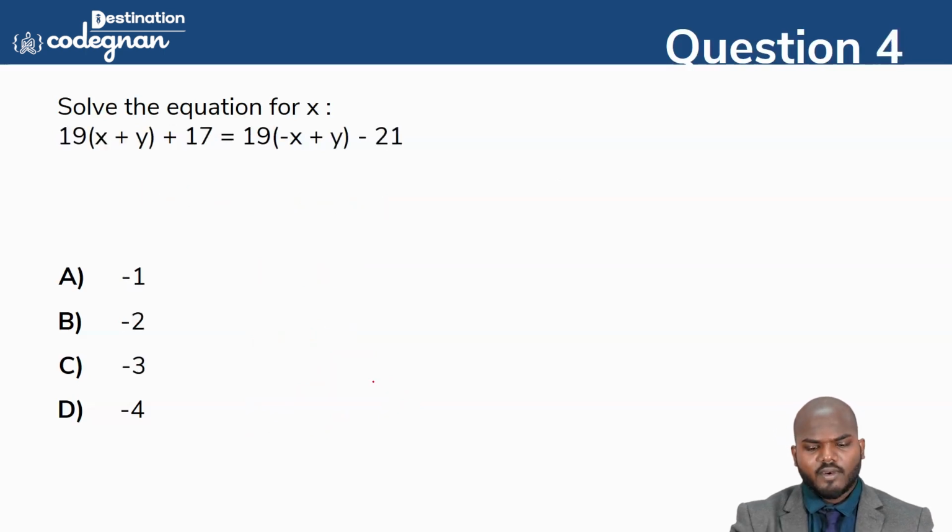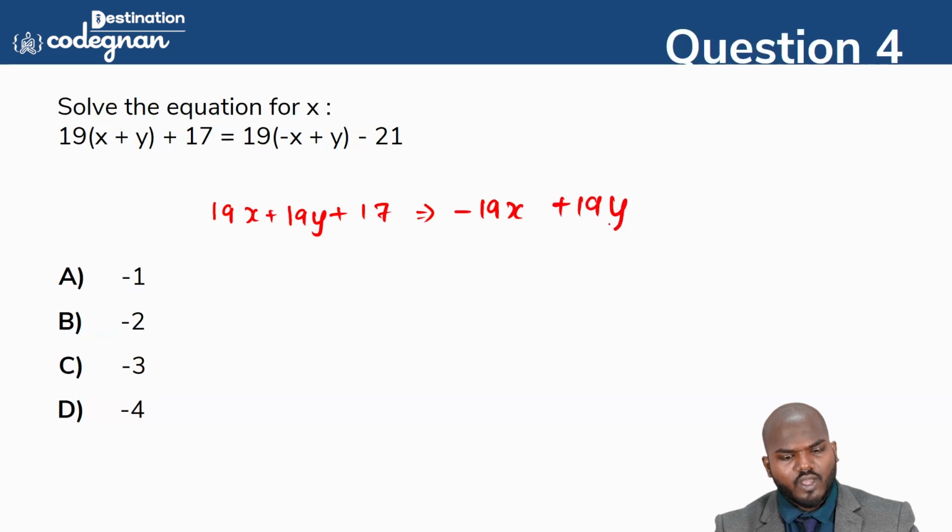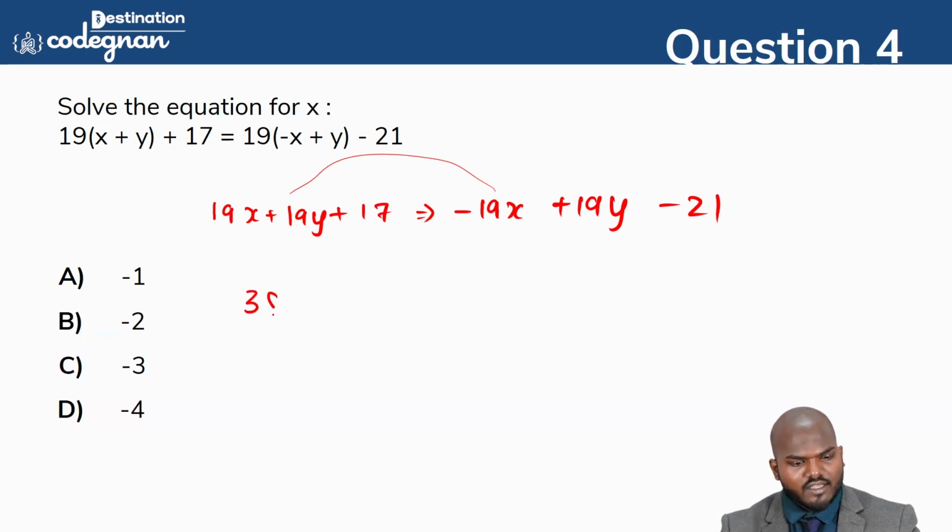Okay, now it's a little bit different. You see this one, there is solving the equation for x. When it comes to this one, you see 19x plus 19y. You can keep it up. 19y plus 17, this side minus 19x plus 19y, so minus 21. I can keep it up here. Okay, so 19x is equal to what? You will keep the 19x. If you see this one, gentlemen, if you keep it up this side, it will become 19x plus 19x, it will become 38x probably. So 38x it will come.